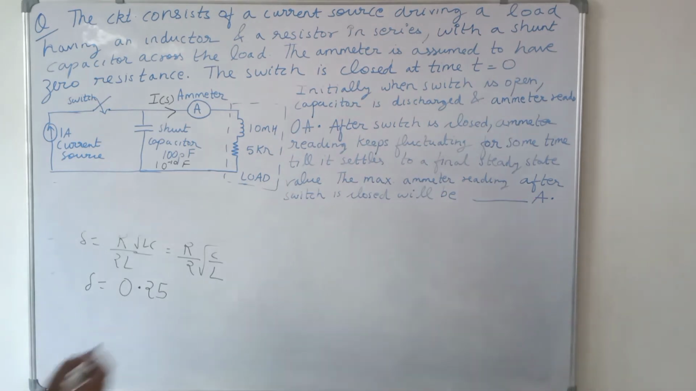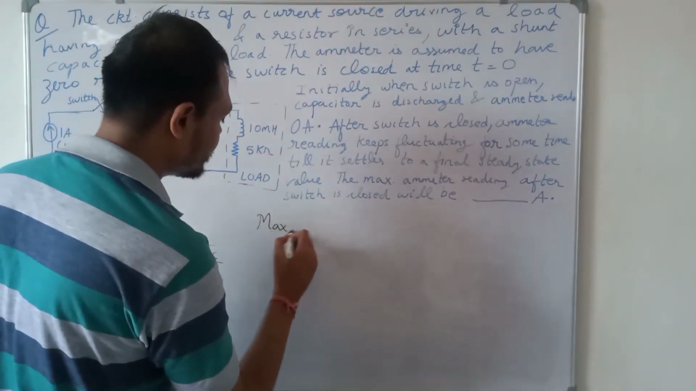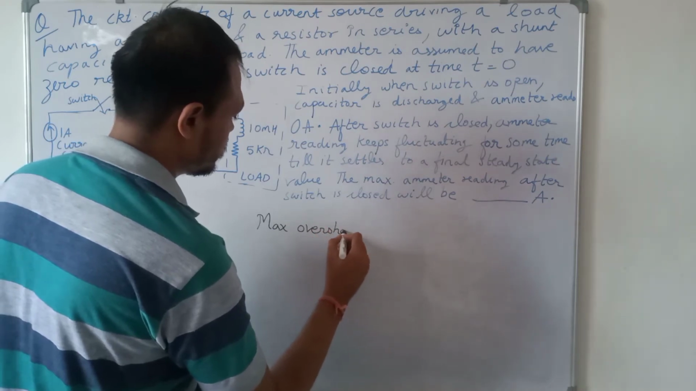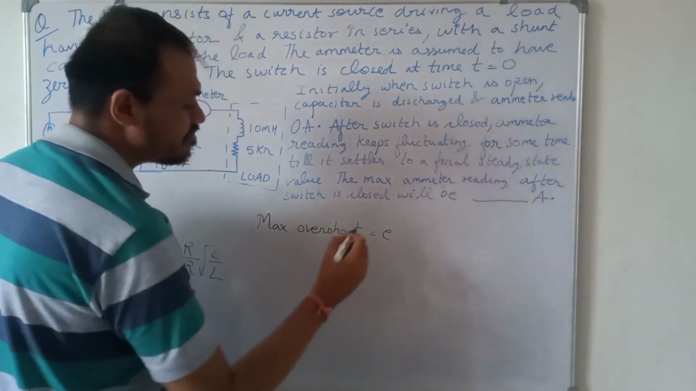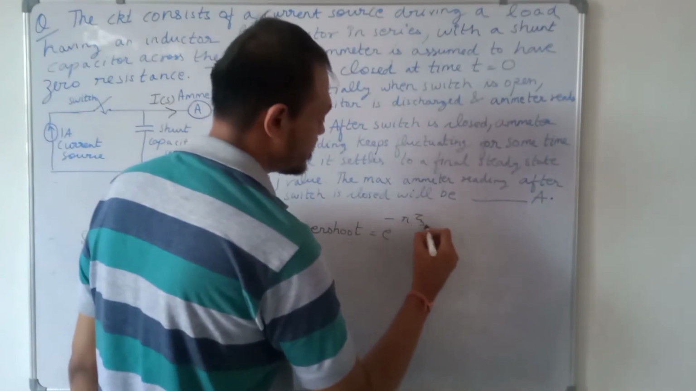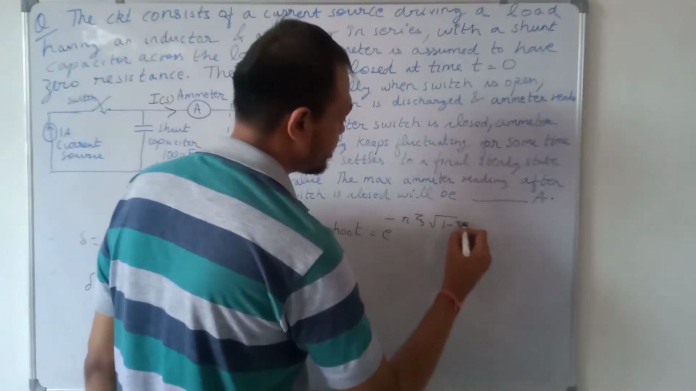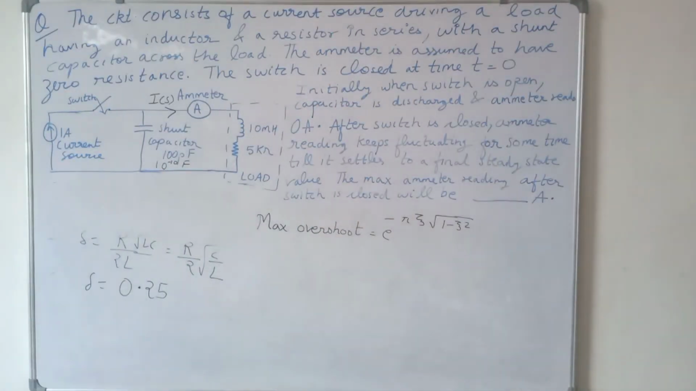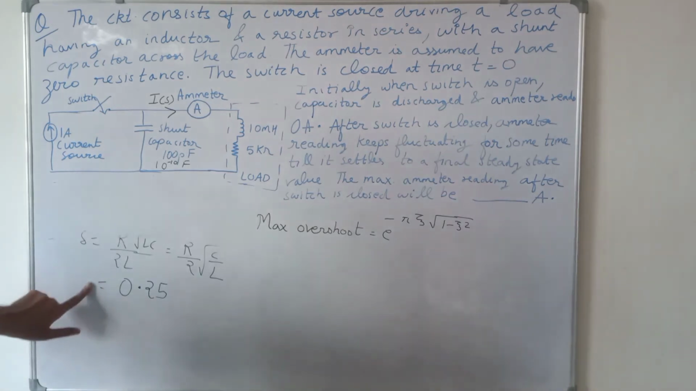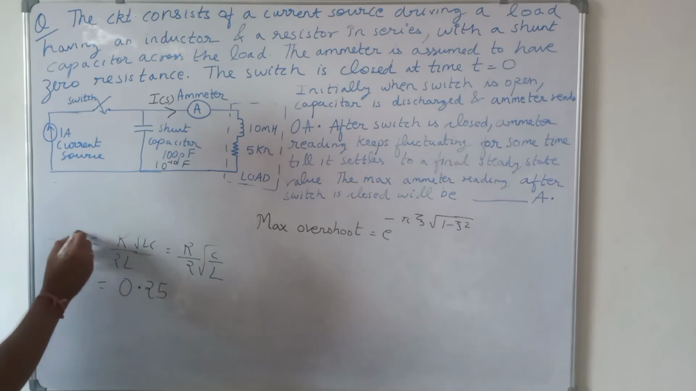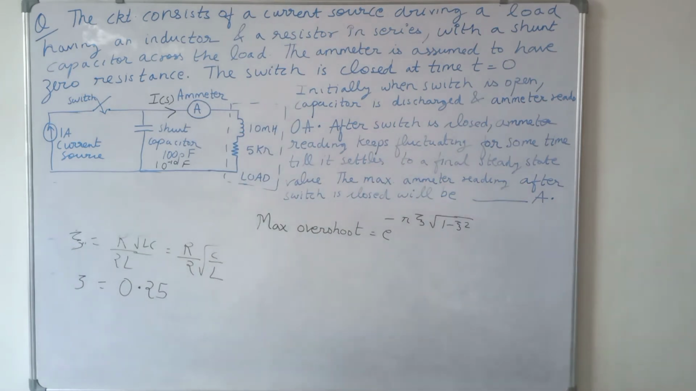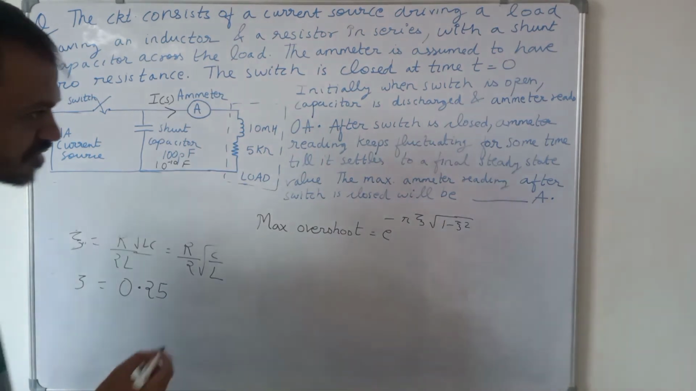So the maximum overshoot formula we already know. It is given as maximum overshoot is equal to e to the power minus pi zeta upon under root of 1 minus zeta square, and zeta we have found out to be 0.25. So if you substitute 0.25 here, then you get maximum overshoot value equal to 0.44.